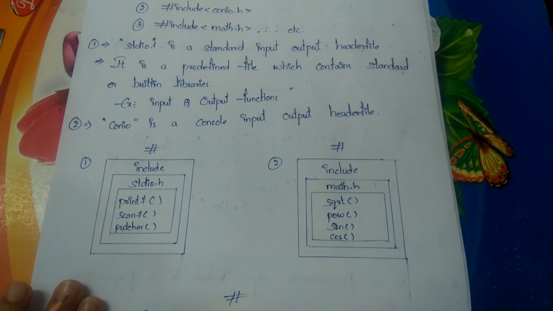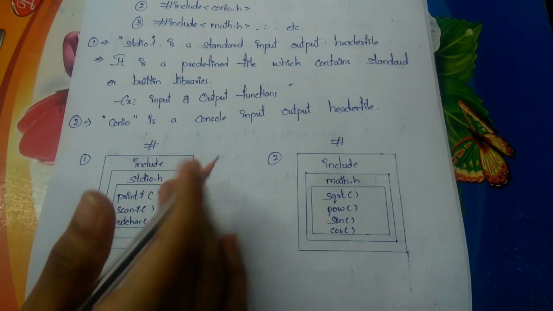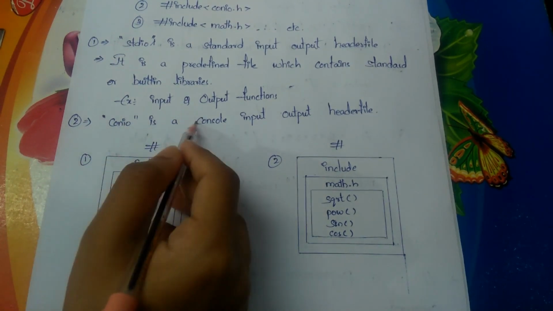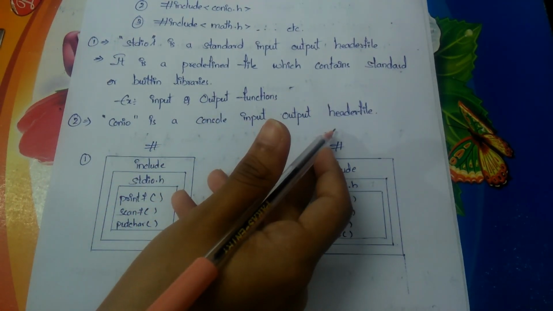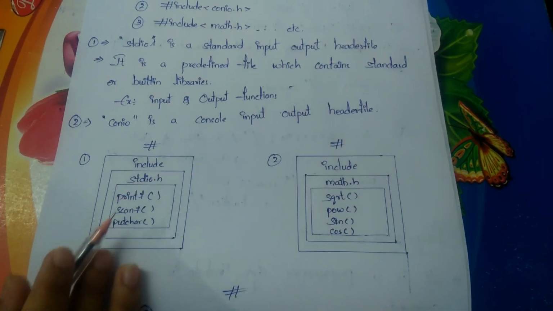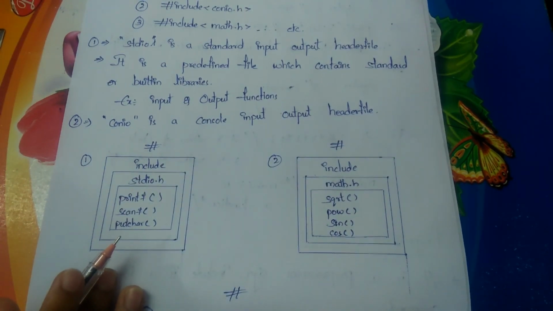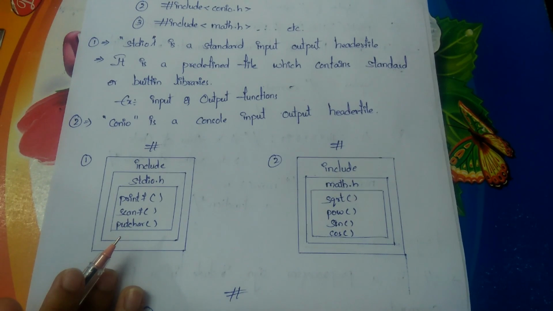The second one is conio.h. So conio is a console input output header file. It also has some predefined libraries and it has functions like clear screen, that is clrscr.